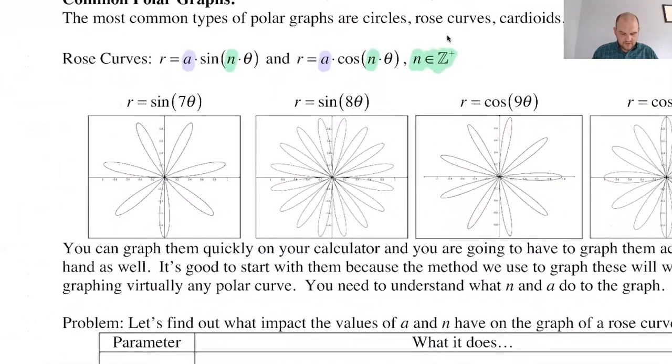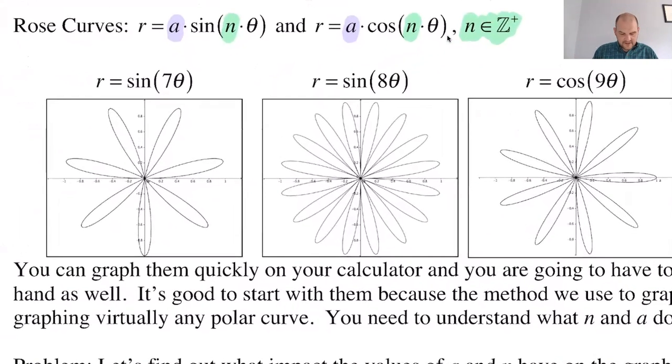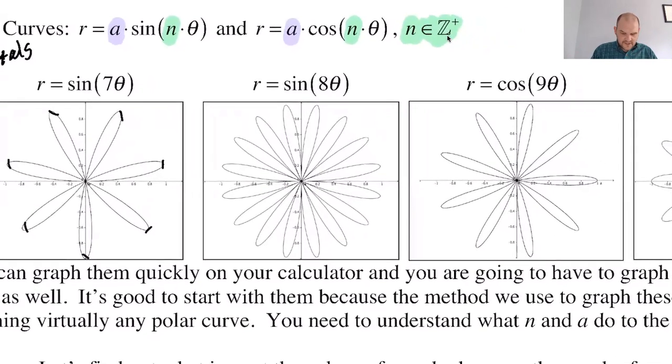So here's r equals sine of 7 theta. First thing I notice, it can be sort of difficult to count them, but there are actually 7 petals. 1, 2, 3, 4, 5, 6, 7. So we get 7 petals. There are no petals on the x-axis. There is a petal on the y-axis. Don't focus on that too much. Focus on the fact that there's no petal on the x-axis. You'll see why. Here we have r equals sine of 8 theta.